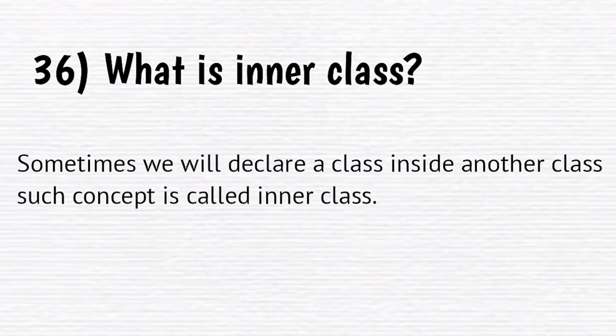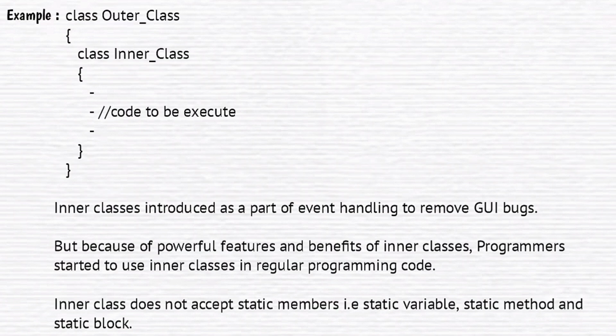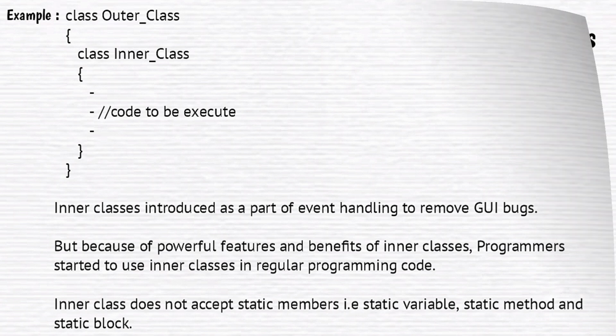What is inner class? Sometimes we will declare a class inside another class. Such concept is called inner class. Example: inner class is introduced as a part of event handling to remove GUI bugs. But because of powerful features and benefits of inner classes, programmers started to use inner classes in regular programming code. Inner class does not accept static members, static variable, static method and static block.